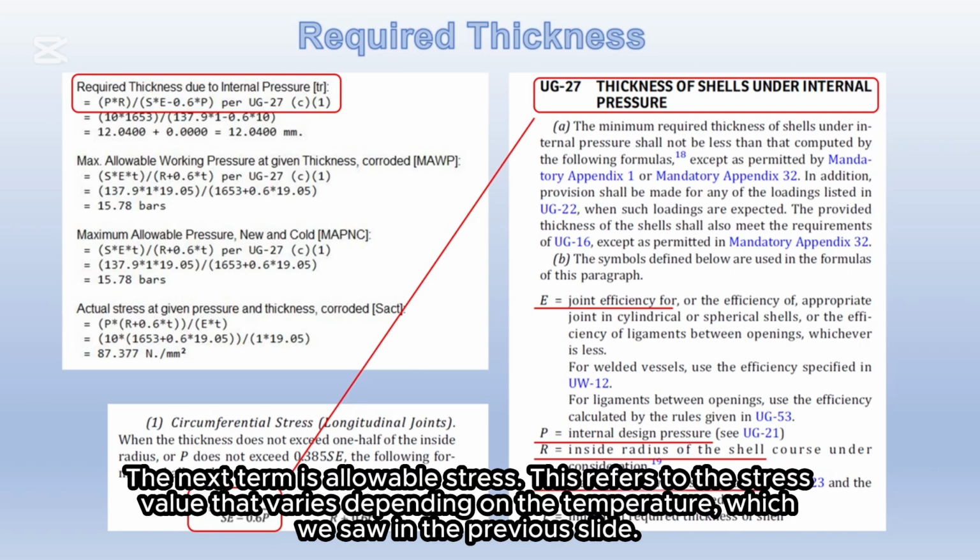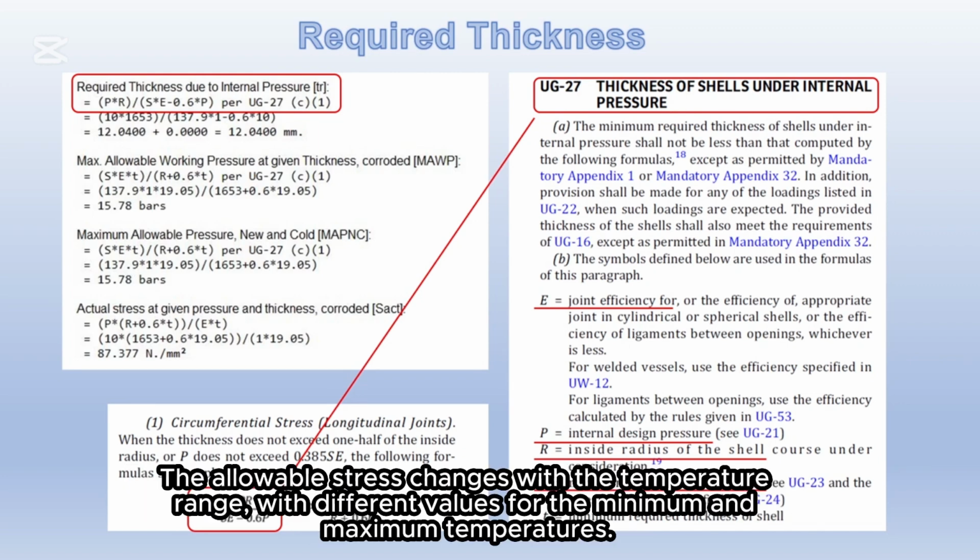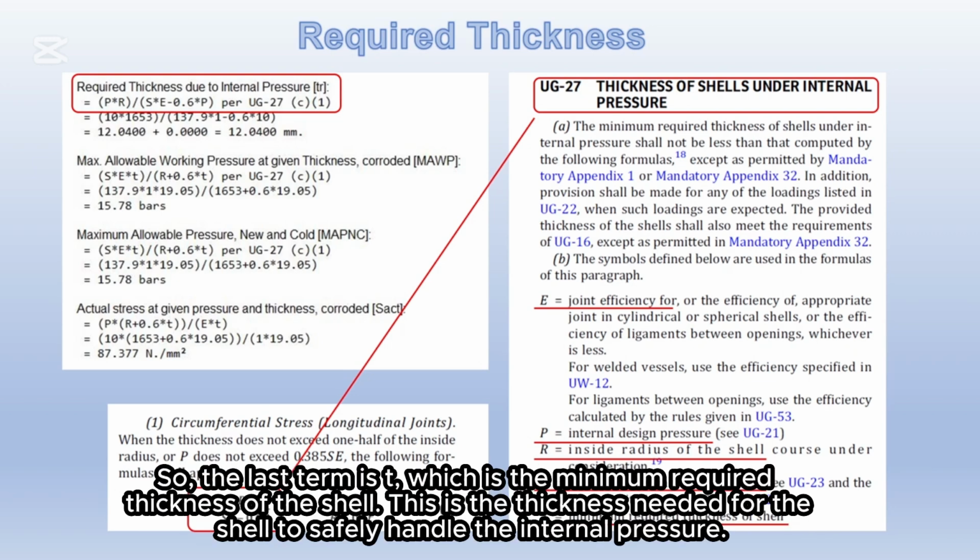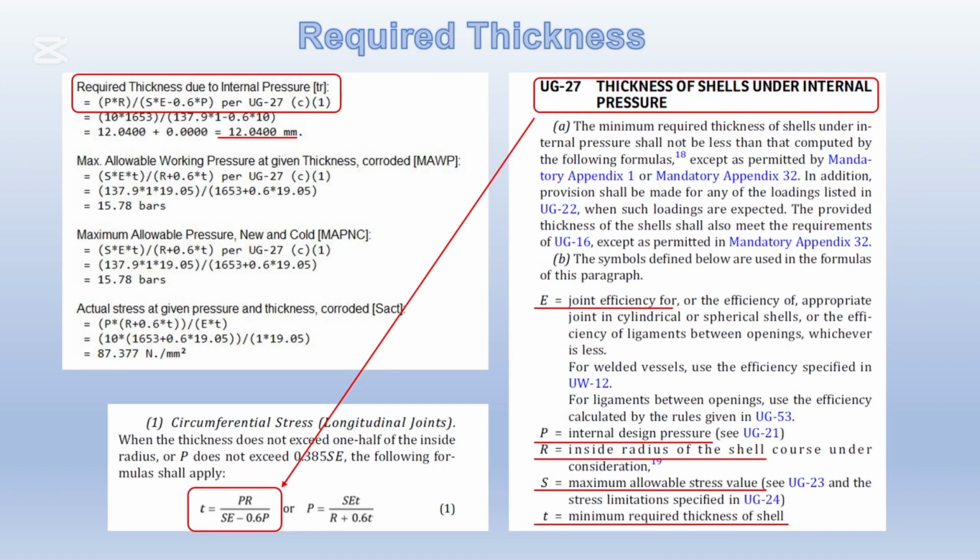The next term is S, the allowable stress. This refers to the stress value that varies depending on the temperature, which we saw in the previous slide. The allowable stress changes with the temperature range, with different values for the minimum and maximum temperatures. So, the last term is T, which is the minimum required thickness of the shell. This is the thickness needed for the shell to safely handle the internal pressure.